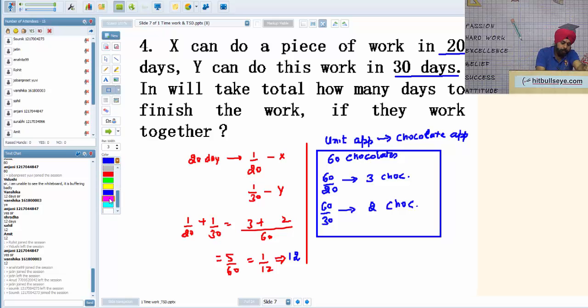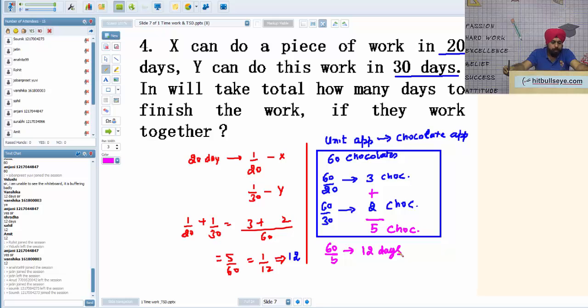If they start eating together, can you say they will be eating 3 plus 2, that is 5 chocolates a day. So students, if 2 people eat 5 chocolates a day, they have a total of 60 chocolates. Chocolates will be over in how many days? Are we getting it? It will be 12 days.